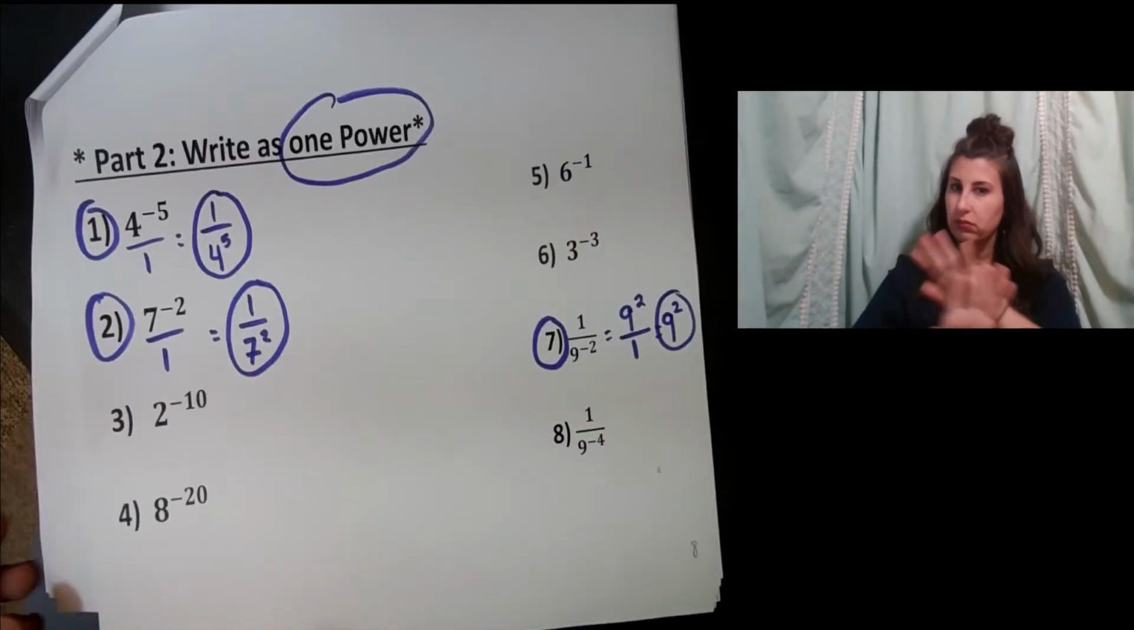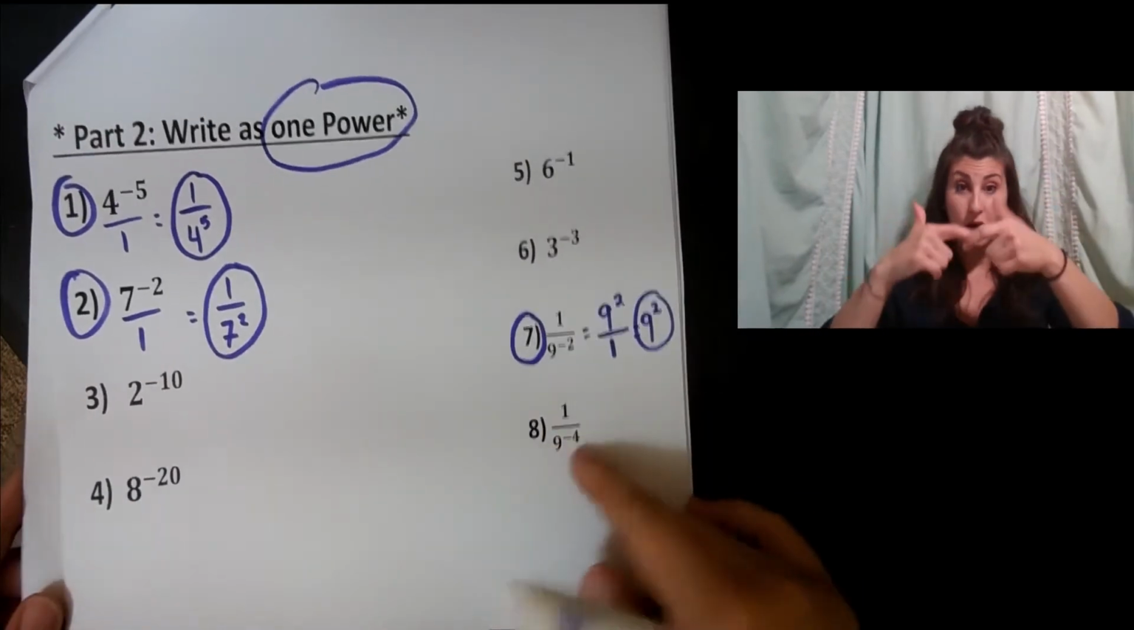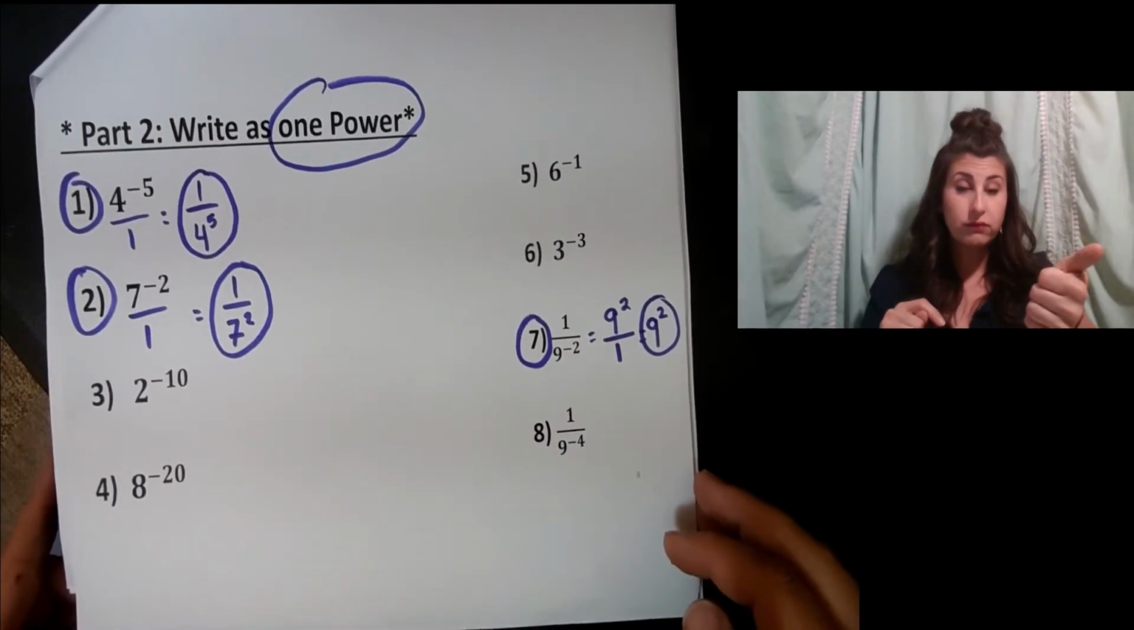So go ahead and pause this and try number 3, 4, 5, 6, and 8 on your own, and then come back to check your work. Go ahead and pause now.